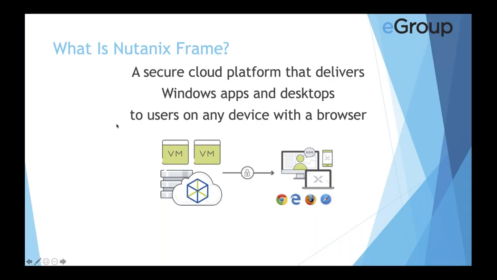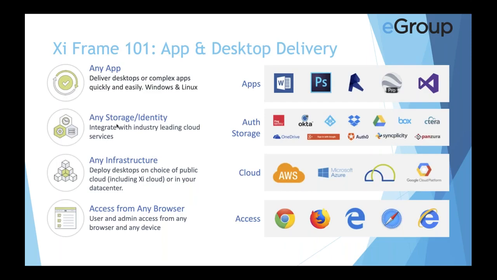So what is Nutanix Frame? It's a secure platform that delivers Windows apps and desktops to any user on a device with a web browser. This could be a phone, a tablet, a laptop, a kiosk, you name it. And we're delivering VMs just like we have historically with VDI, both server and desktop VMs, to an end user across a variety of devices. That's the goal. That's table stakes. We have to be able to deliver desktops and apps. Why is Frame a little bit different, right? So when we start to look at it, it's any app, again, table stakes.